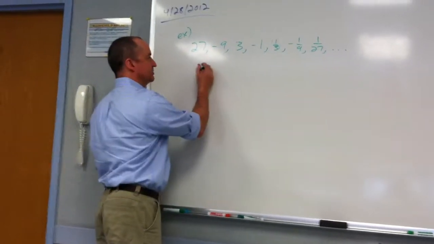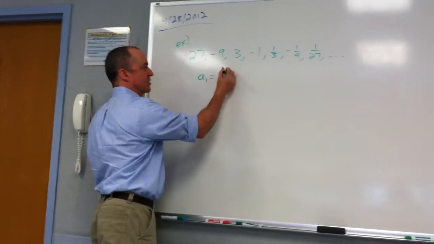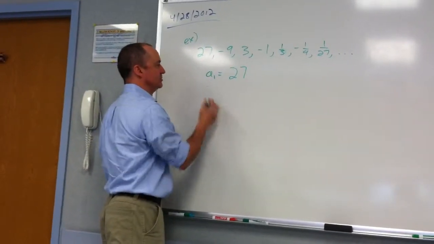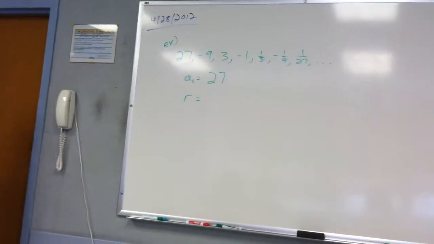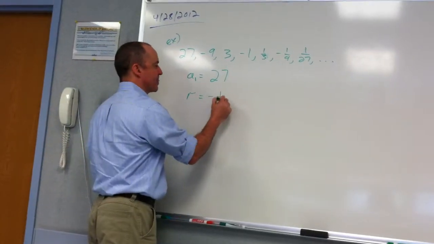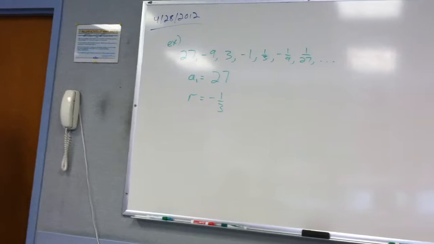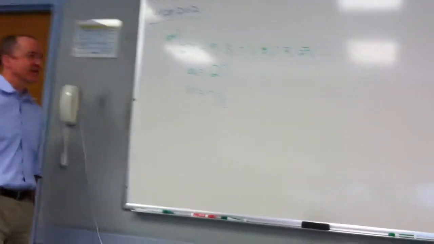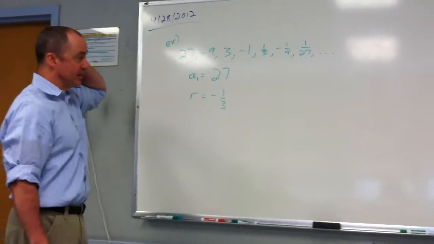Hold on a sec. What's a sub 1? Shell says 27. I hope everyone agrees with that one. What is my common ratio? I already told you it is negative 1/3. Negative 1/3. Excellent. If you see alternating signs, positive to negative, there is definitely a negative sign in your common ratio. Something is flipping back and forth repeatedly.